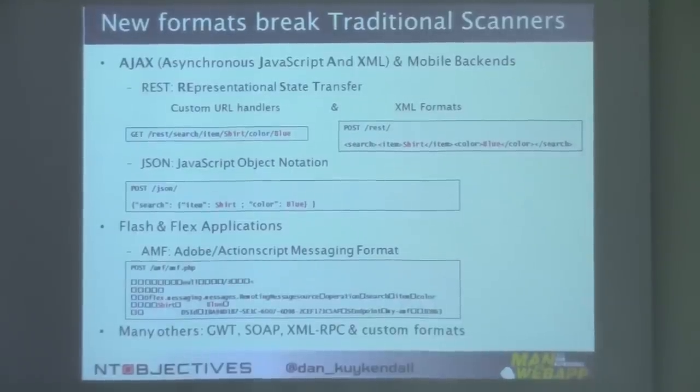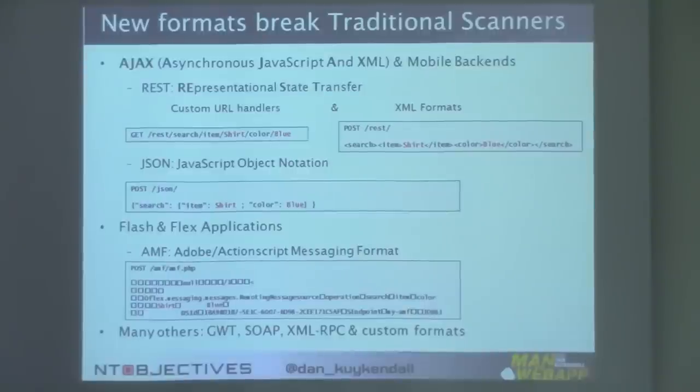One of the key things that is really breaking scanners is that the format of data has changed. We're no longer just dealing with the name and value pair structure. We have custom URL structures, SEO-friendly ones. You've got REST interfaces that are using XML, using JSON, Flash and Flex, Google Web Toolkit. We've got all kinds of formats that the data is in. And the scanners were all engineered back in the early 2000s, and their whole engine was built around a name and value pair structure. All the tools are built that way.